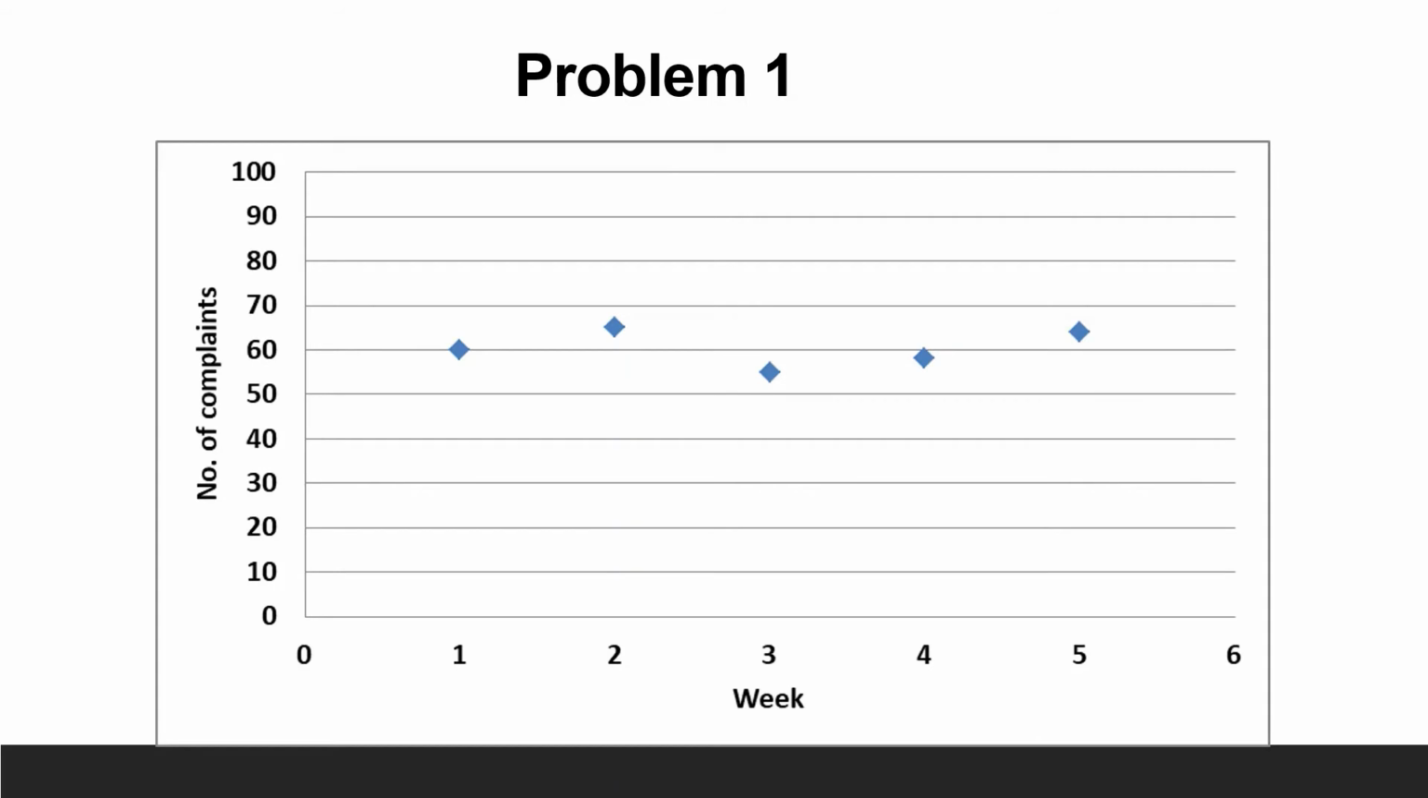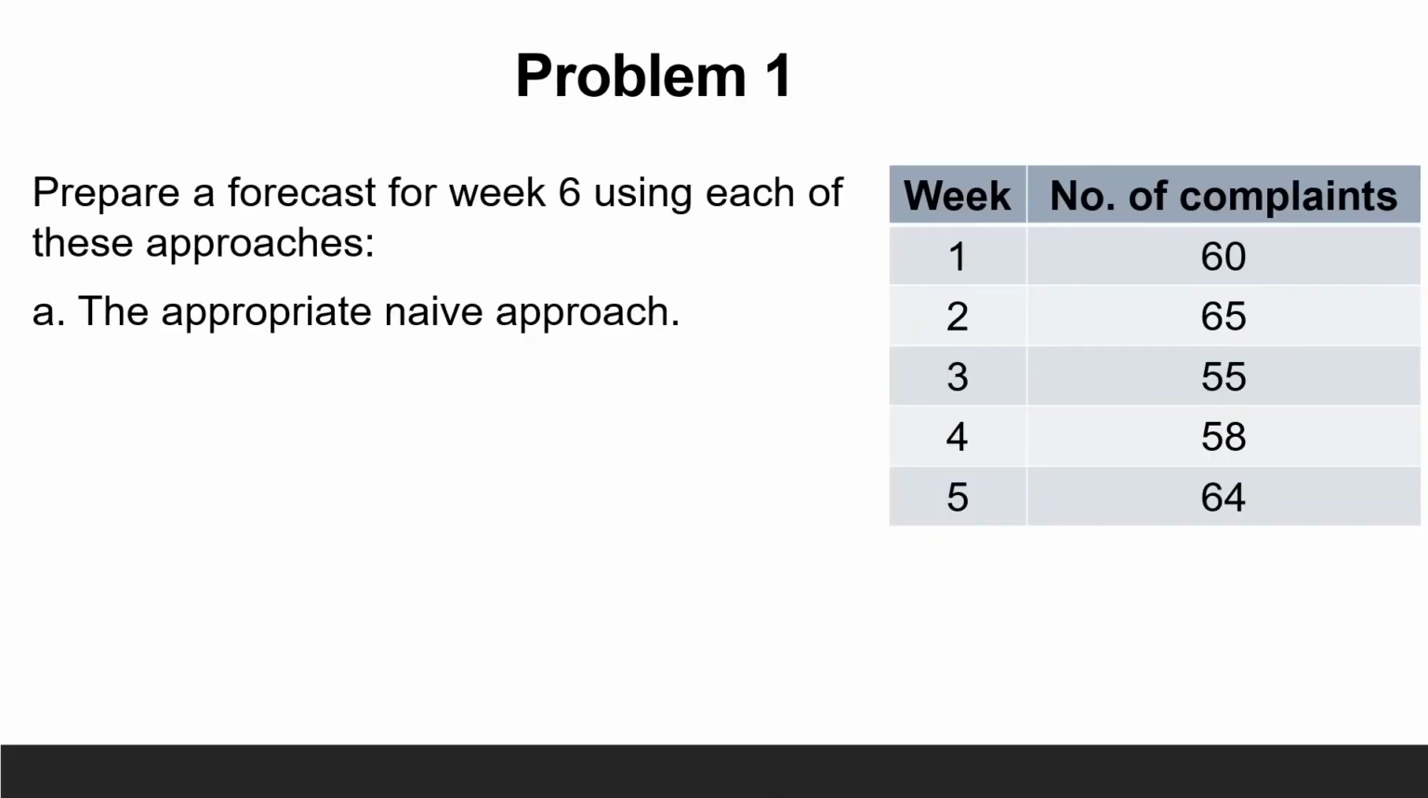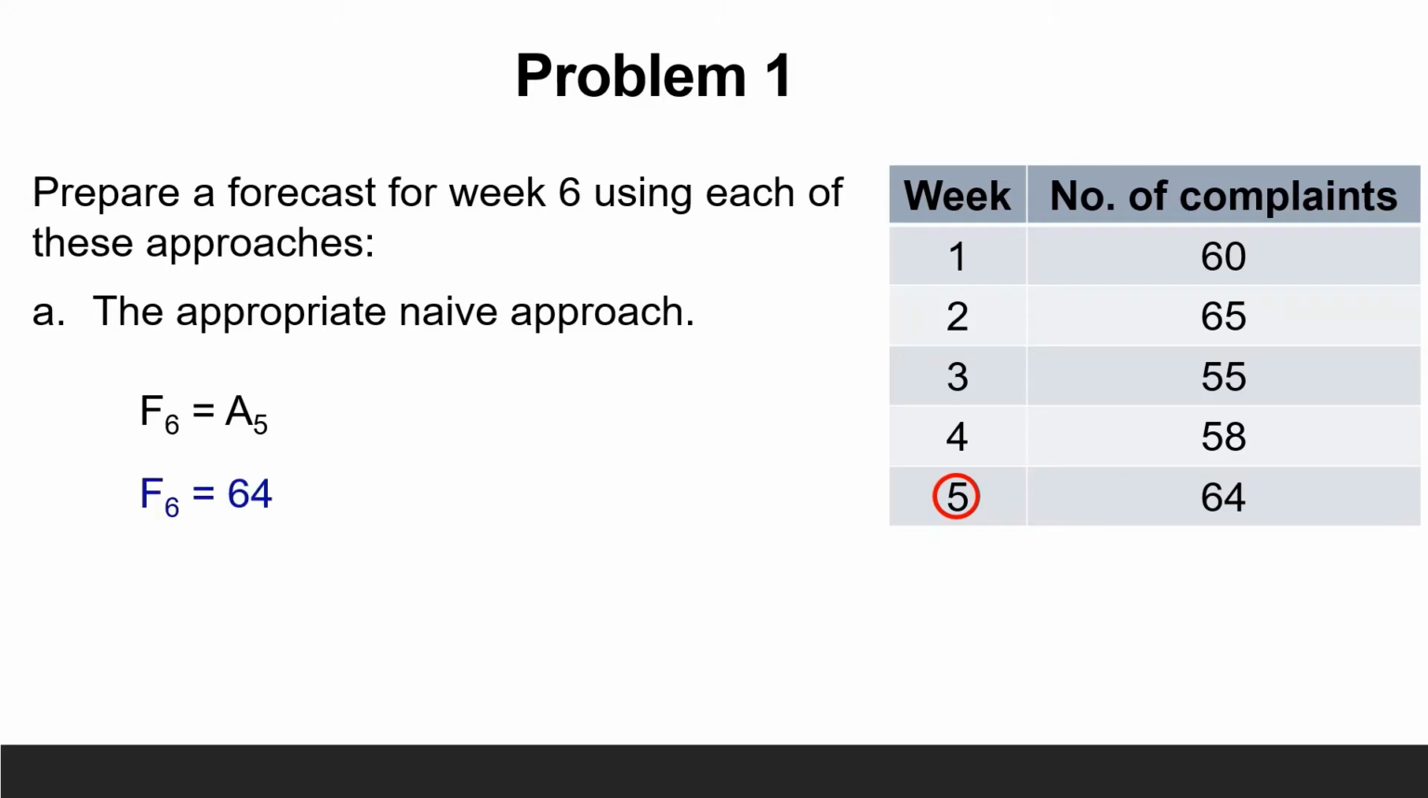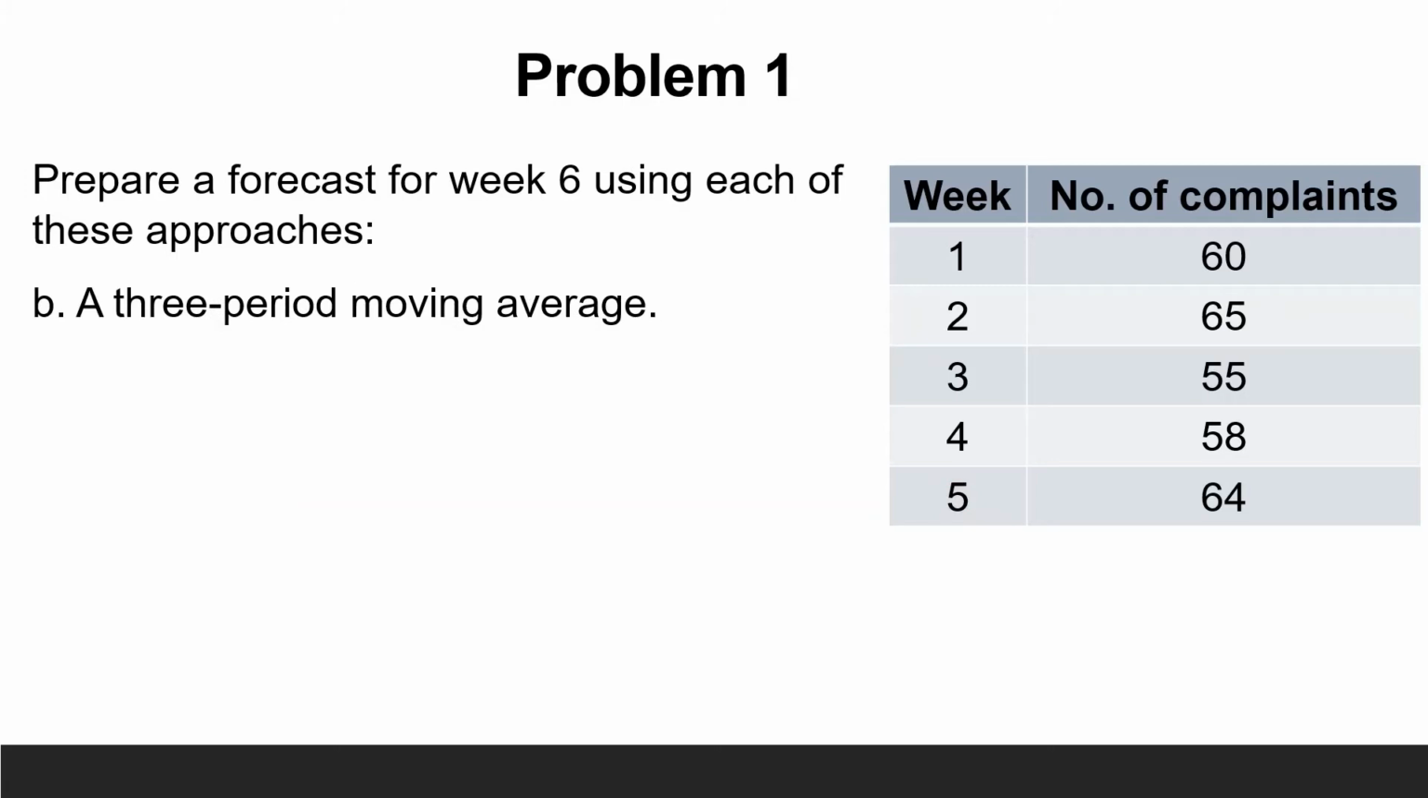The plotted data shows that variations around an average exist, and there is no trend or cycles. So, let us move to the next step to make the forecast using different techniques. The first one is to make the forecast using the appropriate naive approach. Since the data vary around an average, the forecast for week 6 equals the actual number of complaints in week 5, or F6 equals A5. So, F6 equals 64.